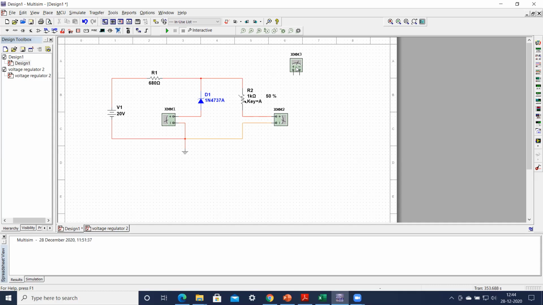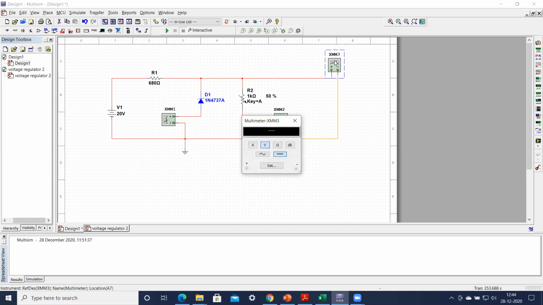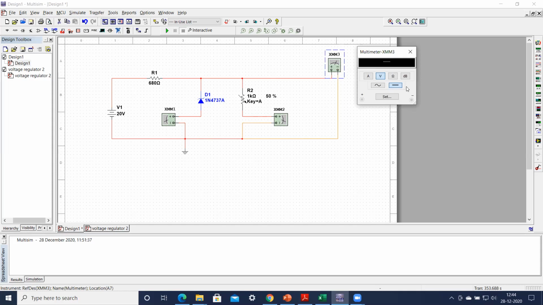Now this particular voltmeter should be connected in parallel. So you can make this connection: connect to this point, and the other point should be connected to the other. Now we will be able to measure the output voltage, the voltage across the load. Confirm that this is measuring voltage and that it is measuring the DC quantity. I will be calling this output VL, the output voltage across the load.